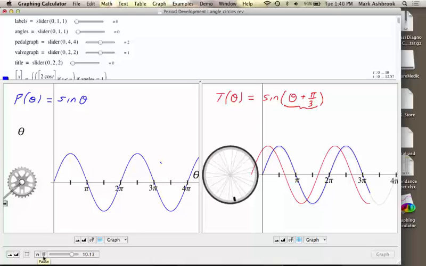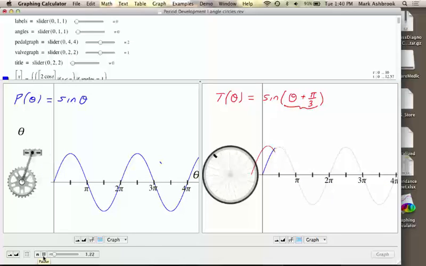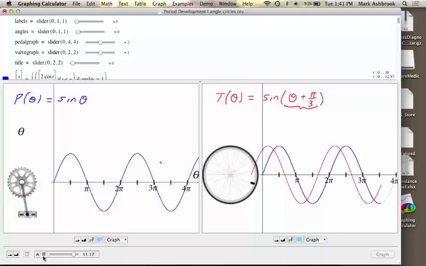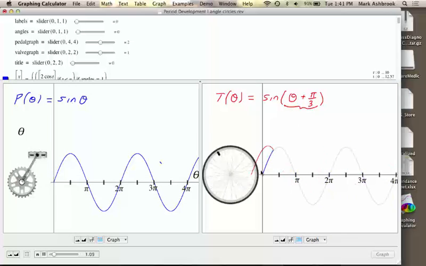Do you see the red graph as ahead of the blue one? Can you see it as ahead of it? Because theta increases from left to right. So it's starting its cycle pi over 3 before the cycle of the pedal starts, because it's ahead by pi over 3. And so it makes sense that by adding pi over 3, it shifts the graph left because it needs to start before the graph of sine theta.